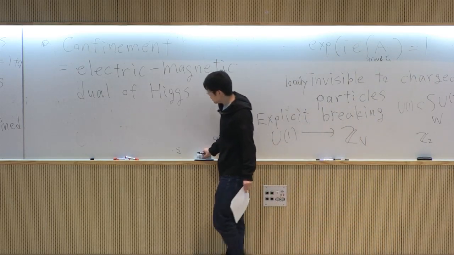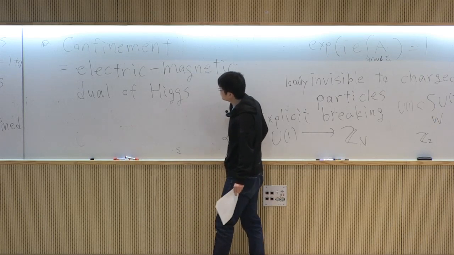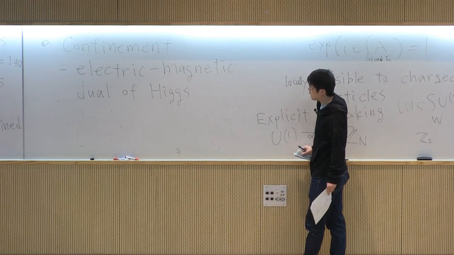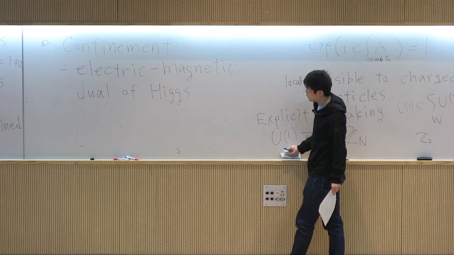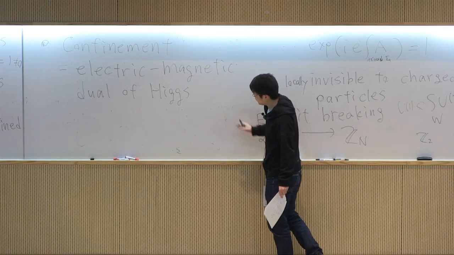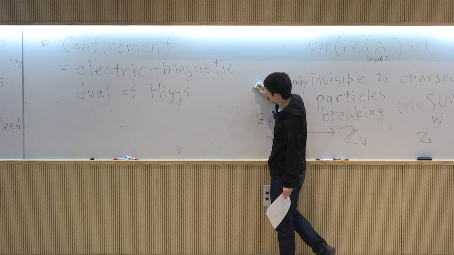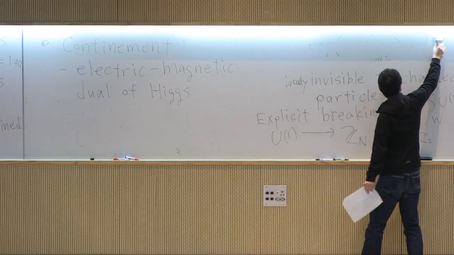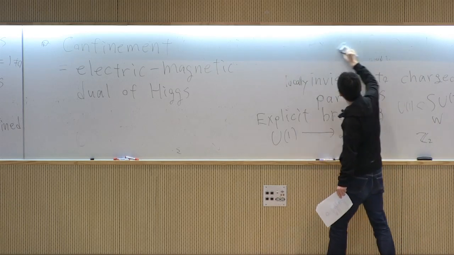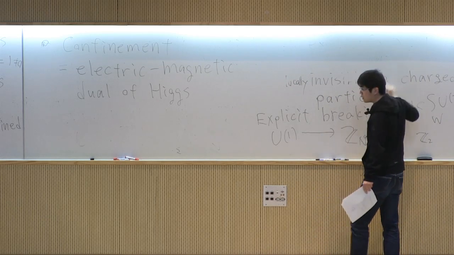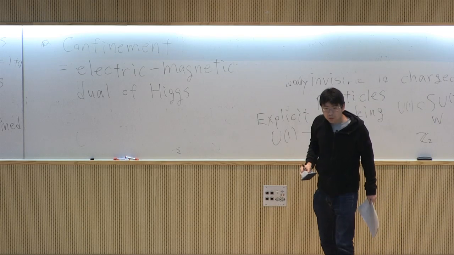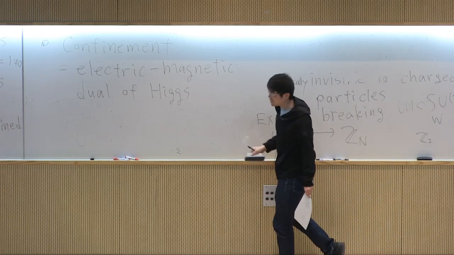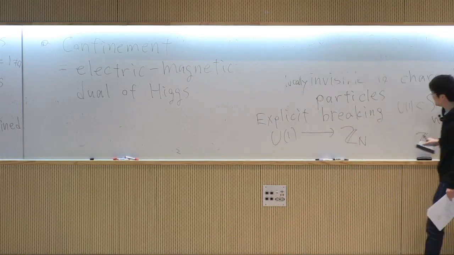So now I think this is a very reliable statement. The confinement is an electric-magnetic dual of the Higgs phase. 't Hooft. Okay, thank you. Okay, so this was discussed by 't Hooft. Thank you very much.